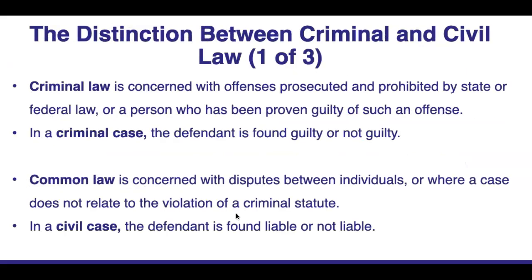What's the difference between criminal and civil law? Criminal law is concerned with offenses prosecuted by the state or federal government when a person has been proven guilty of such an offense. In a criminal case, you can be guilty or not guilty. And civil law is concerned with disputes between individuals, where a case does not relate to the violation of a criminal statute. In a civil case, of course, the defendant is found liable or not liable. So criminal law and civil law are a lot different.